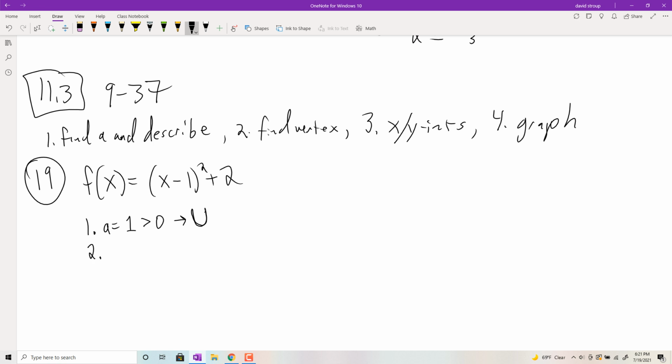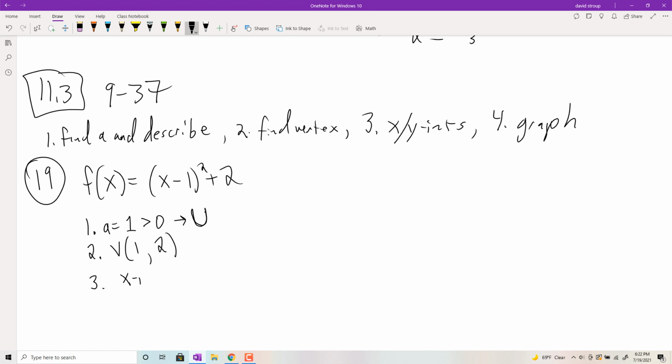Secondly, then for this kind, you can read the vertex right off the function. So it would be 1, 2. So opposite sign for the thing inside the x minus 1 squared here. So instead of negative 1, you get positive 1. And then same sign for the other value. So if it's plus 2, you get plus 2 here.